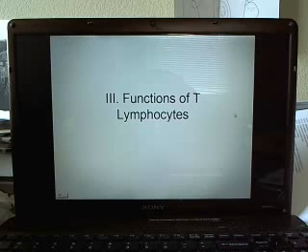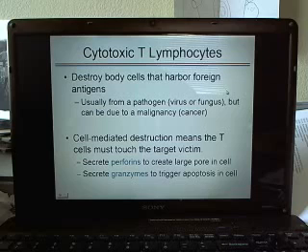T lymphocytes are cell-mediated immunity. They've got to get close. They're cytotoxic. They destroy cells, generally with virus, fungus, or cancer. They secrete perforins or granzymes to trigger apoptosis. They break the cell membrane.